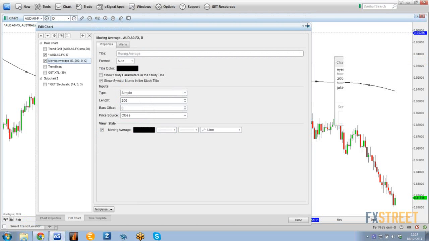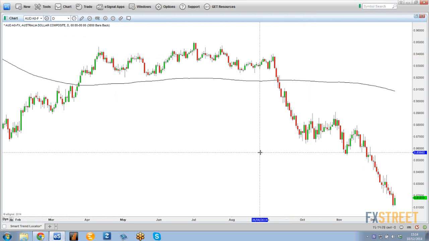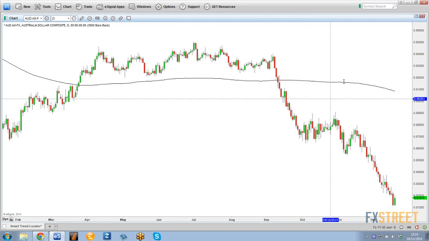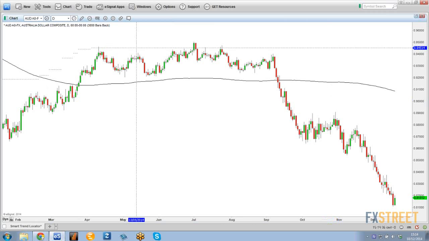The 200 moving average. Now, you can use simple, you can use exponential. I choose to use simple. So the 200 moving average gives me a bias in price action. So what does this mean? This means that when price action is above the daily 200 moving average, there's a bullish bias. That's when we should be looking to buy.